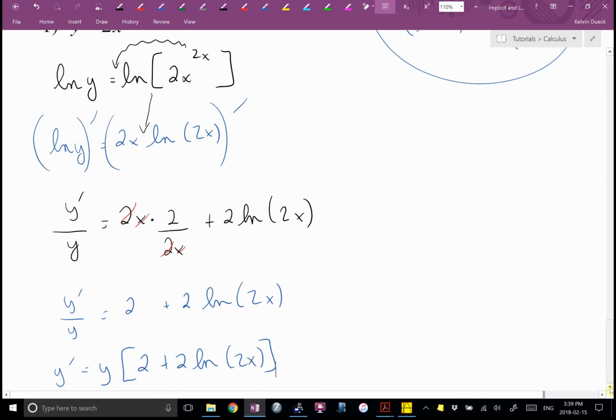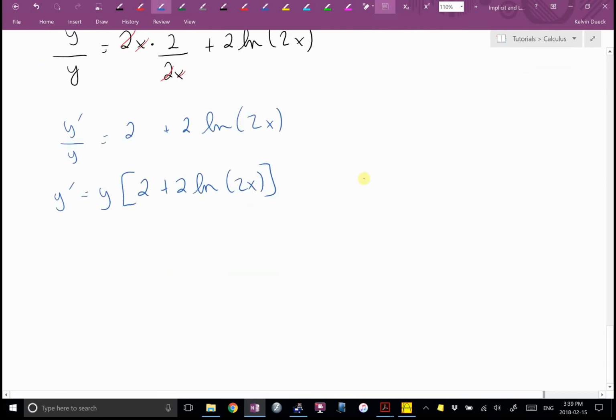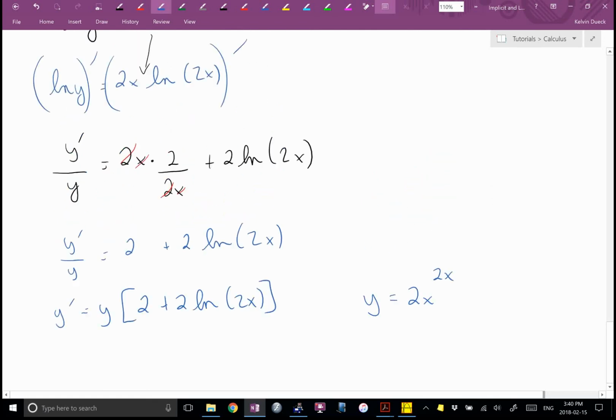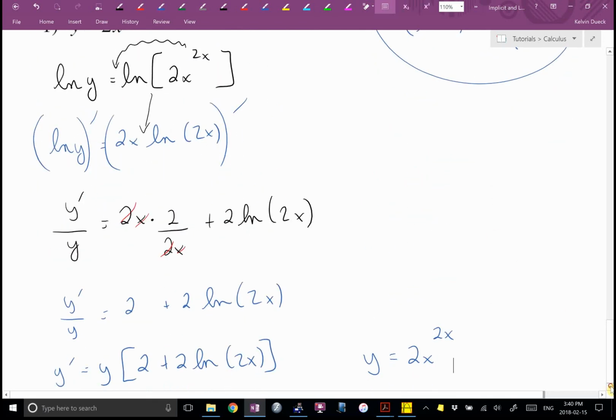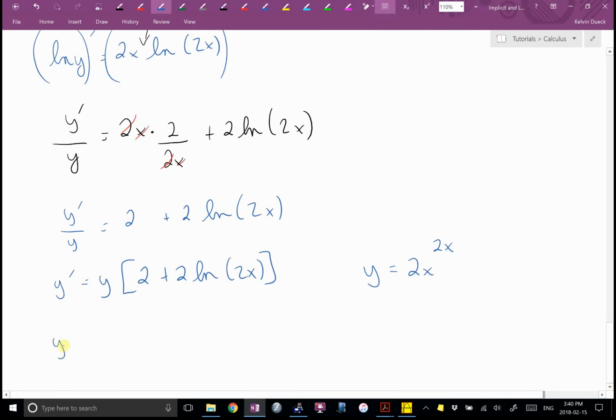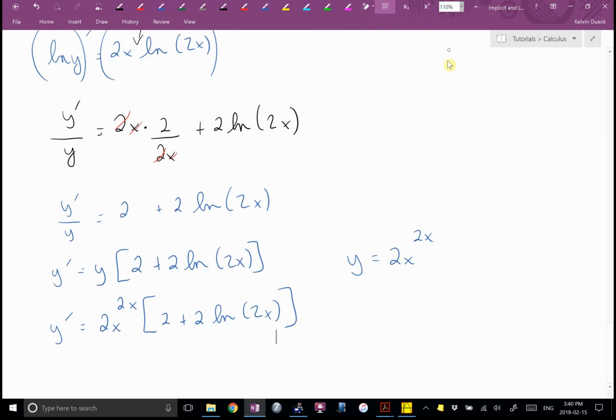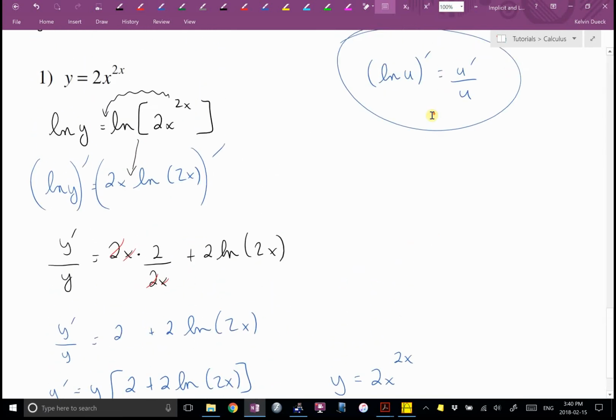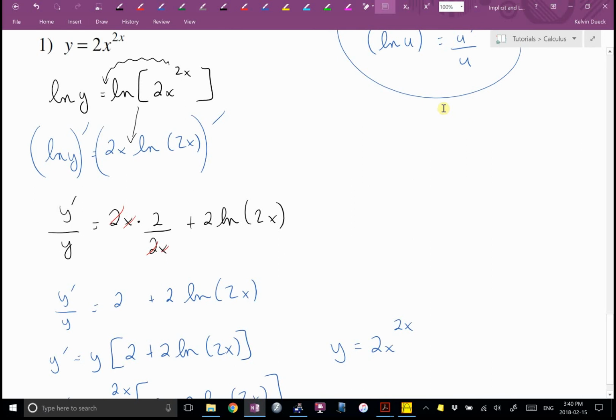So my final step, I can go back to my original function. Since y equals 2x to the 2x, is that what it was? I can say, the derivative is 2x to the 2x bracket 2 plus 2 ln 2x. And now I'm going to shrink this down a tiny bit. If you want to write this down, you can. So this is kind of where we went, and I'll scroll down in a second.